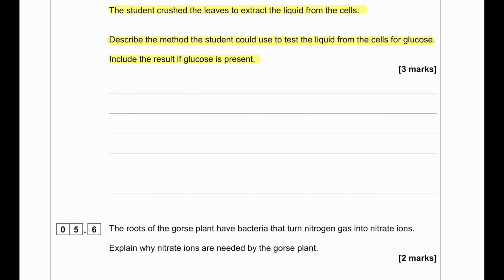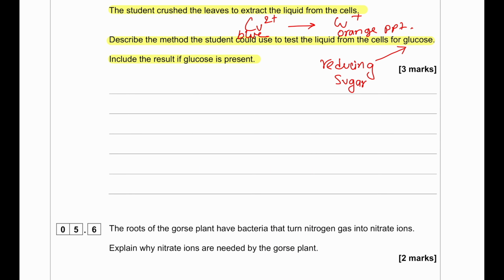To test for glucose, first of all, we need to understand that glucose is a reducing sugar. Since it is a reducing sugar, glucose has the ability to convert copper 2 plus, which is a blue color ion, into copper plus, which is an orange or brick red precipitate. Because of this particular change, we will be able to detect the presence of glucose.